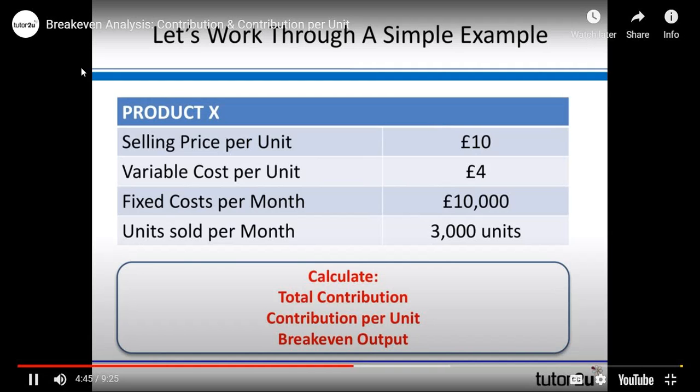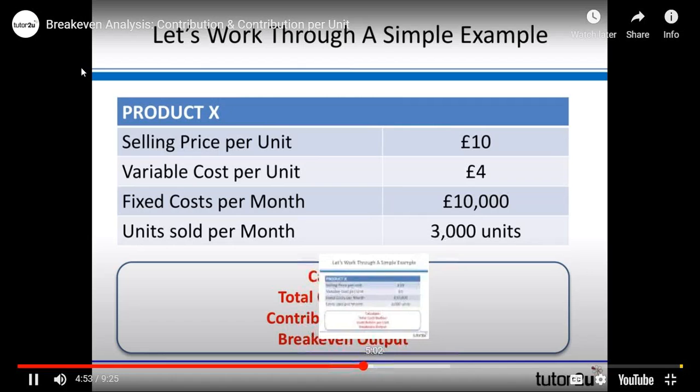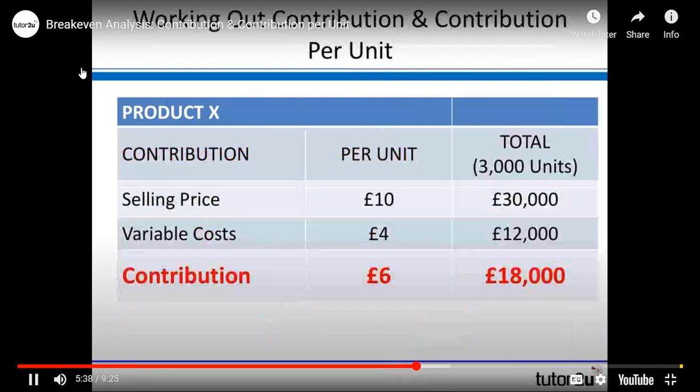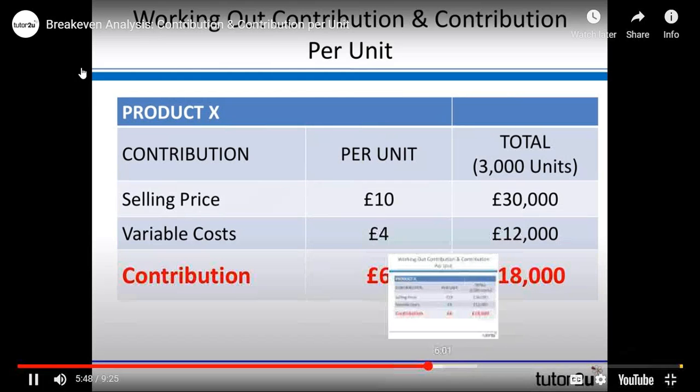Now, let's work through an example. £10 is the selling price, £4 is the variable cost, and 10 minus 4 gives £6, which is the contribution per unit. So with fixed costs of 10,000, divided by 6, we can find the break-even: how many units we will need to sell. So you will see that 6 is the contribution.